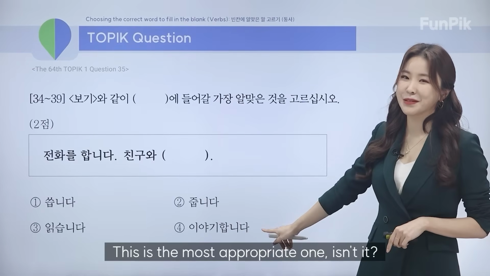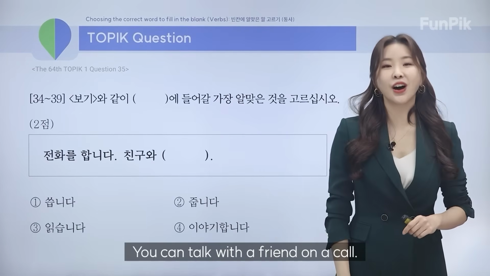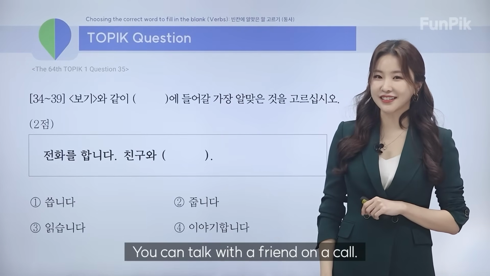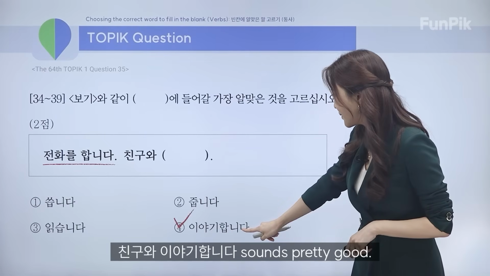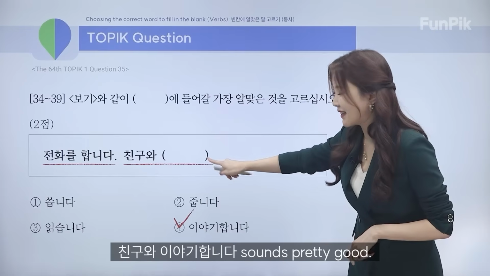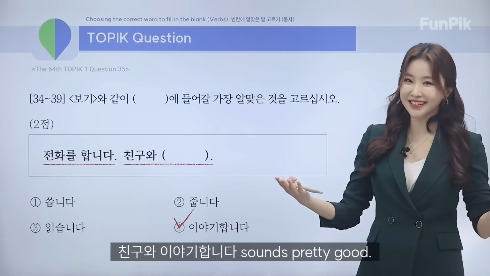So this is the most appropriate one, isn't it? You can talk with a friend on a call. Let's put it into the blank and see if it fits. 이야기합니다, 친구와 이야기합니다. Sounds pretty good.